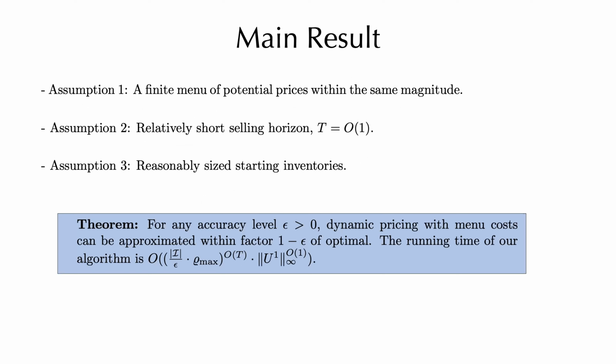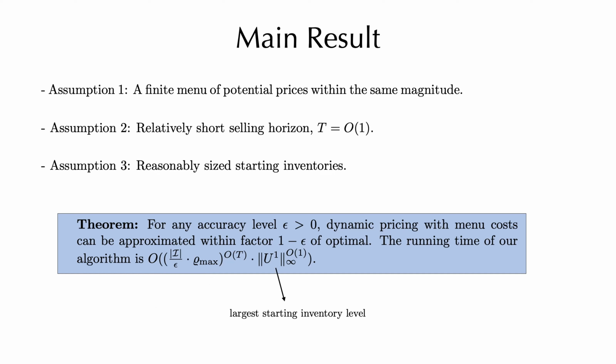Perfect. So here's our theorem, right? Here's the FPTAS: for any accuracy level epsilon, we can get within 1 minus epsilon in the following runtime. So let me break down each of the components. This I is just the size of the input. This is going to be the ratio of minimal and maximal prices within a product, right? So it can't be exponential. You can see the exponential dependence on T. That's why we need T to be big O of 1.